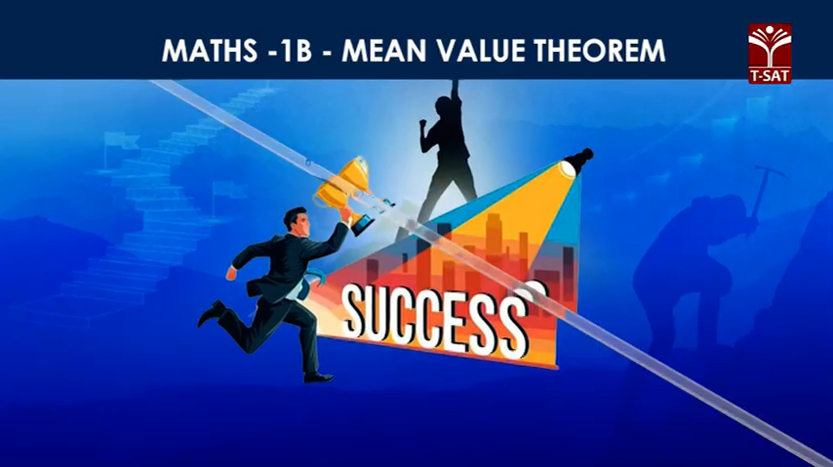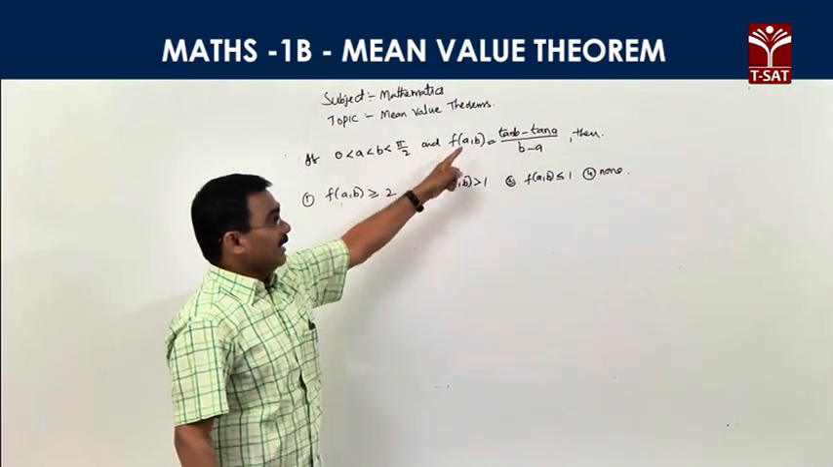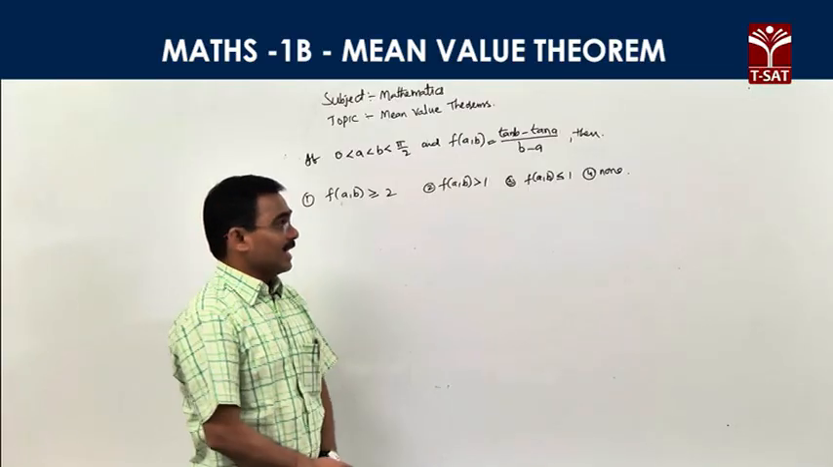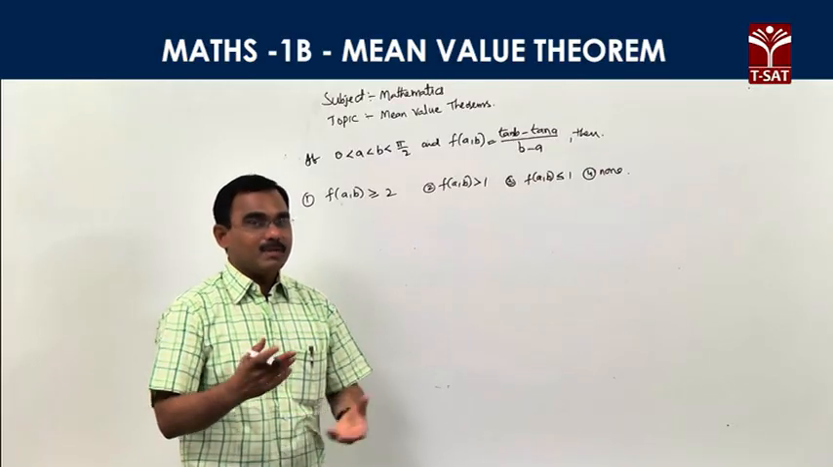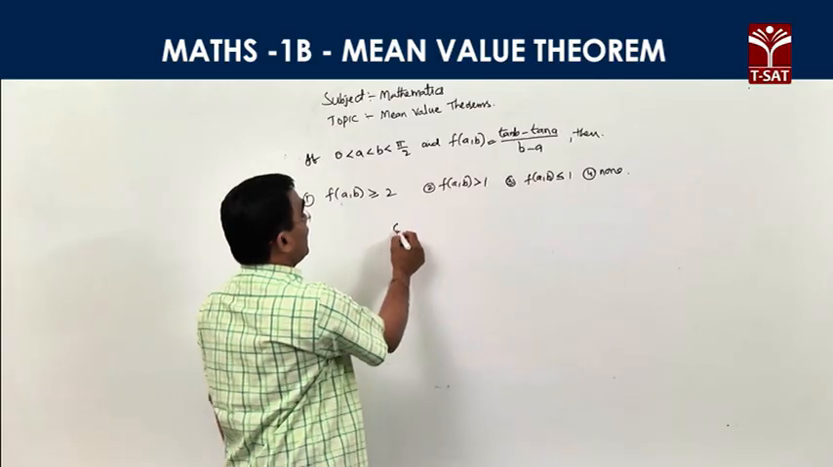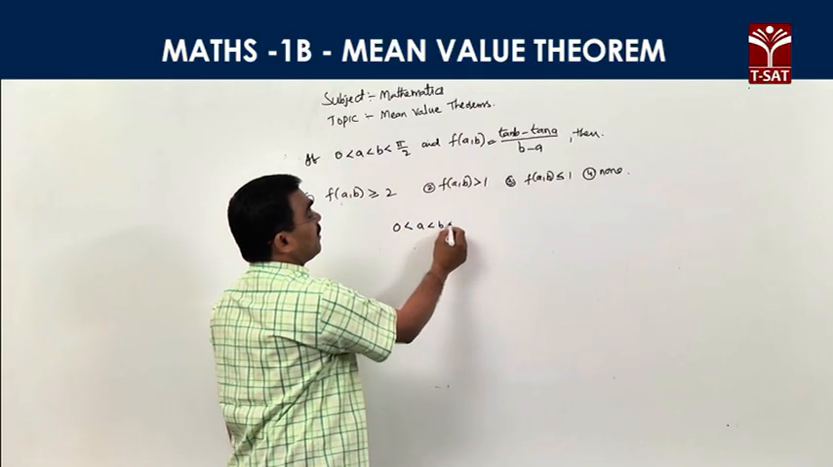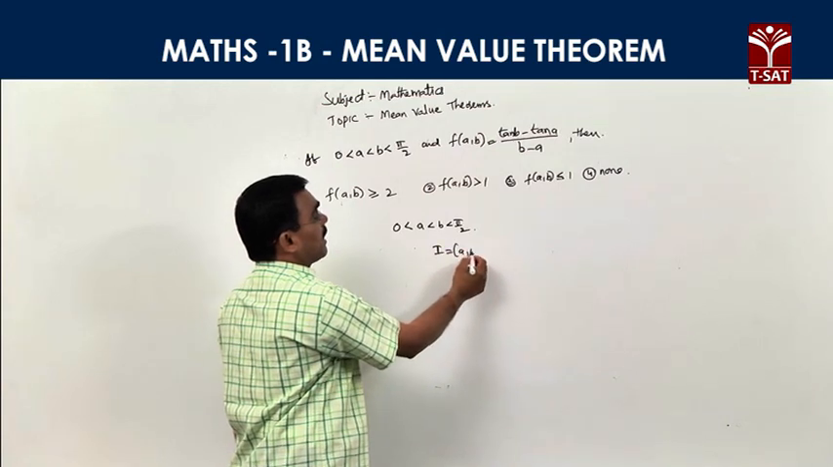Right. Next problem: if 0 < a < b < pi by 2 and f of ab is equal to (tan b minus tan a) by (b minus a), then what is the value of f of ab? Some conditions are given. Observe that a and b lie between 0 and pi by 2. Consider the interval a comma b.